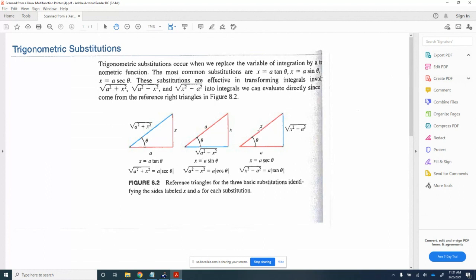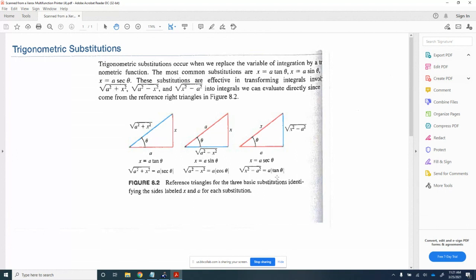In this case, x serves as the hypotenuse and a serves as my second leg length. I can then use the following relationship. x is equal to a times secant of theta, and the square root of x squared minus a squared is equal to a times the absolute value of the tangent of theta.